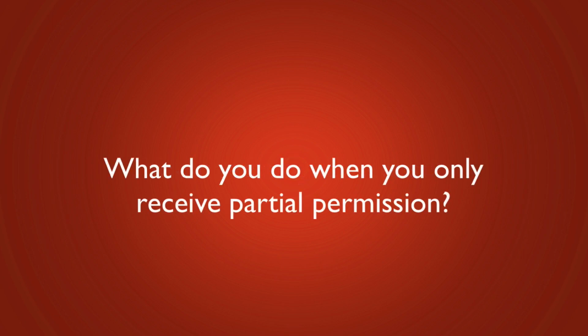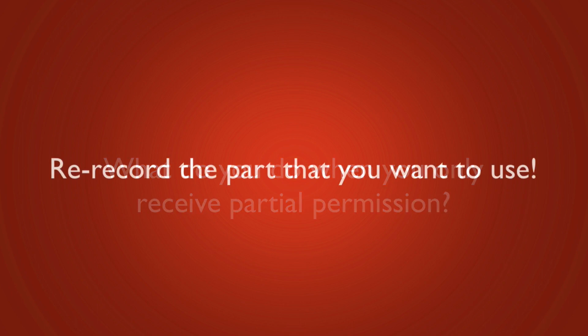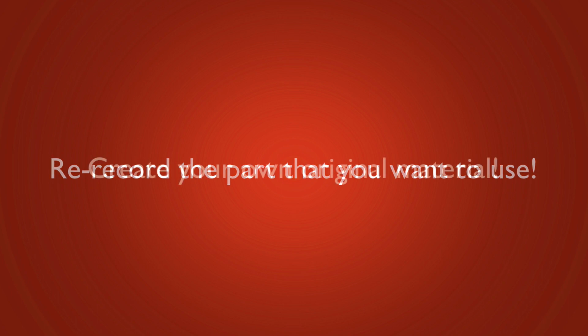Let's say permission was granted from the songwriter or the publisher for the mechanical license for the use of the song, but you've not received permission for the master use license for the use of the recording. What other option do you have? Well, one option is you can get a cover license to re-record the part of the recording that you want to use in your recording.